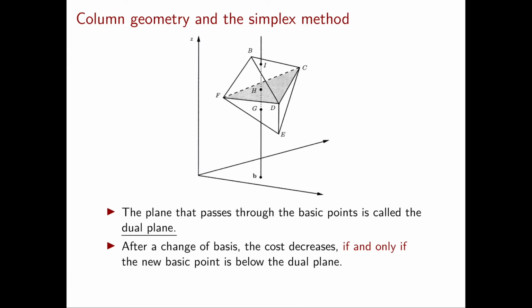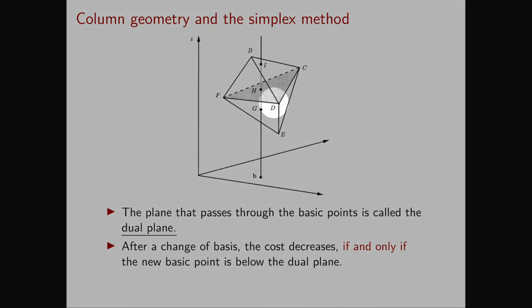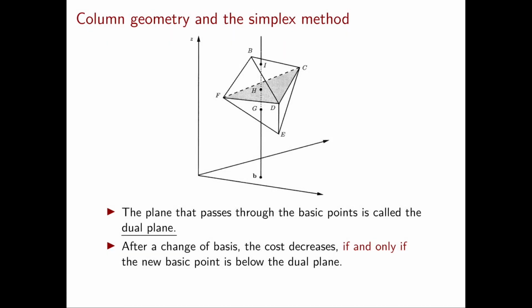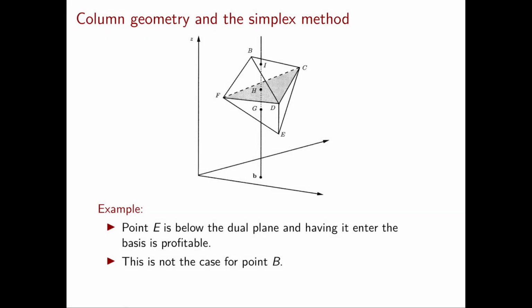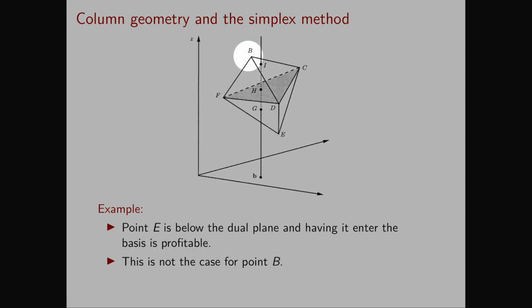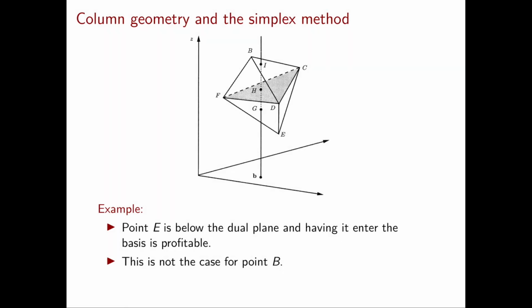A nice way to understand if a basic feasible solution is better than another one is to look at the dual plane. This is the plane that passes through the basic points. Once again, if our basic points are C, D, F, then the dual plane is the unique plane that contains the shaded triangle. Now, after a change of basis, the cost decreases if and only if the new basic point which enters the basis is below the dual plane. For example, the point E is below the dual plane, therefore the cost will decrease. On the other hand, the vector B is above the dual plane, and so the cost will instead increase.